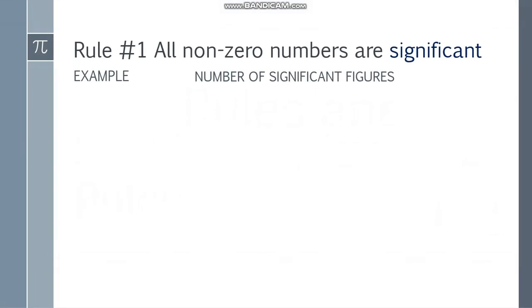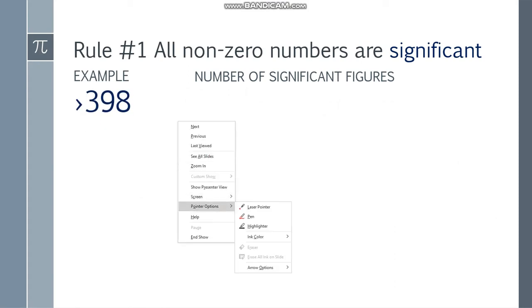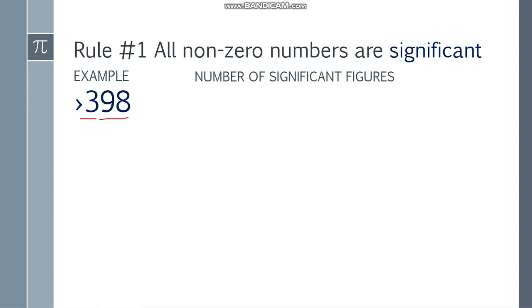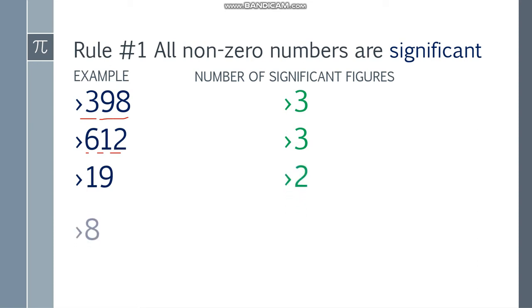So let's start with the significant figure rules. Rule number one: all non-zero numbers are significant. For example, 398. You will just count the numbers here: 1, 2, 3. There are no zeros, so all of them are significant figures. That's 3. Next one, 612. Just count them: 1, 2, 3 also. 19: there are two numbers, and they are not 0. Next, 8: one number, that's one significant figure. And lastly, we have 5,168. We have four numbers there, and they are not zeros, so they are four significant figures.